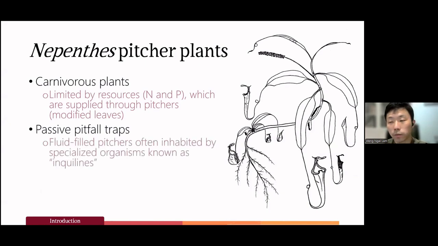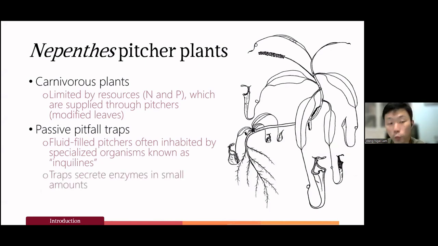They are passive traps, which is the reason why they are inhabited by inquilines. They are fluid-filled pitchers, and prey drop in passively. They don't shut the way a Venus flytrap might. These aquatic habitats, although the graveyard for many of the prey species, are actually a very good home for many more specialized kinds of insects and animals, which we call inquilines.